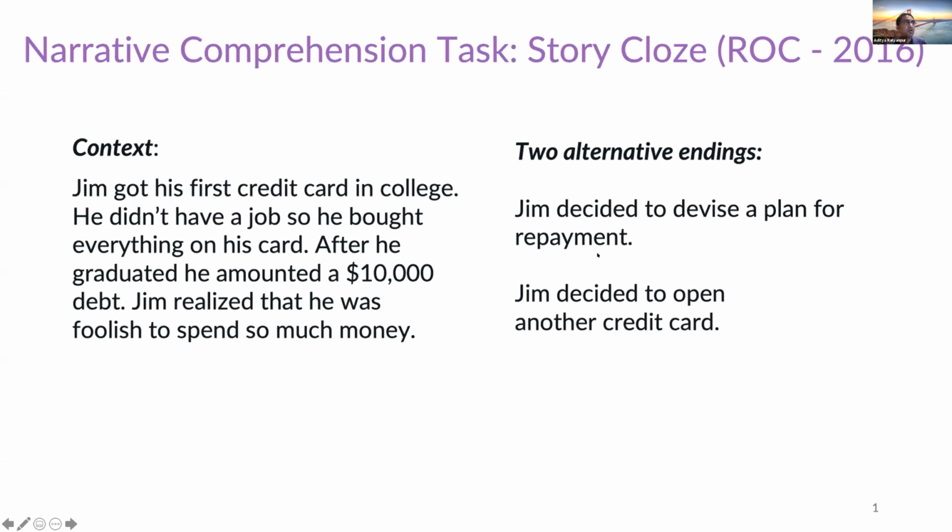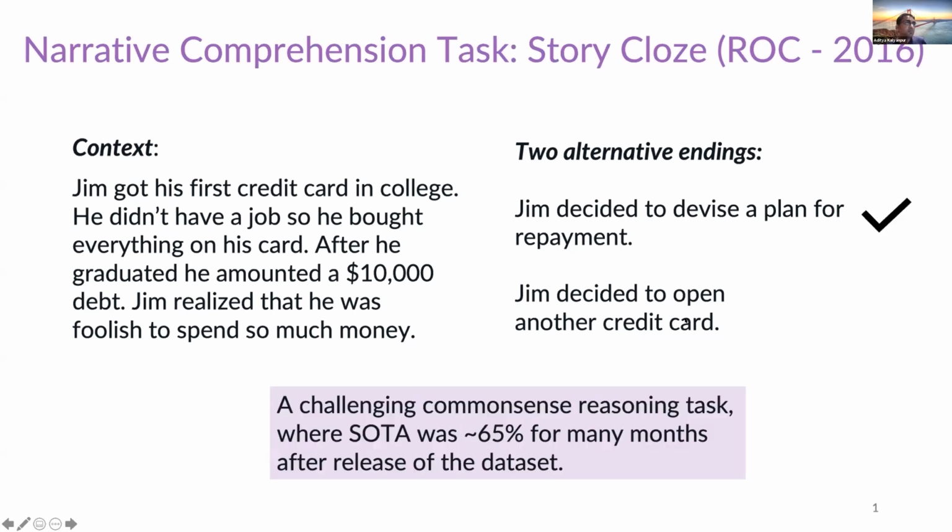So given the story, what do you think comes next? That Jim decided to devise a plan for repayment, or that he decided to open another credit card? Most people will pick this one. This is the most plausible ending given the story. And humans do exceedingly well at this task. When they created this data set, they ensured that there wasn't any ambiguity in the two choices and that humans got 100% accuracy. They all agreed on what the correct ending was.